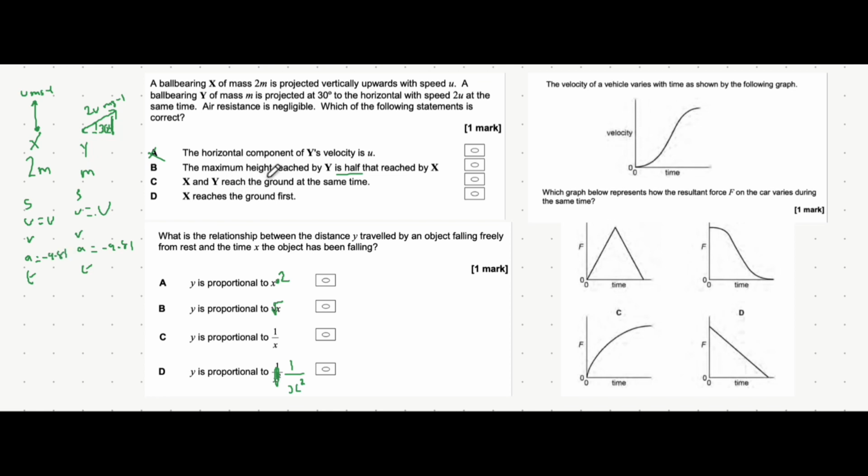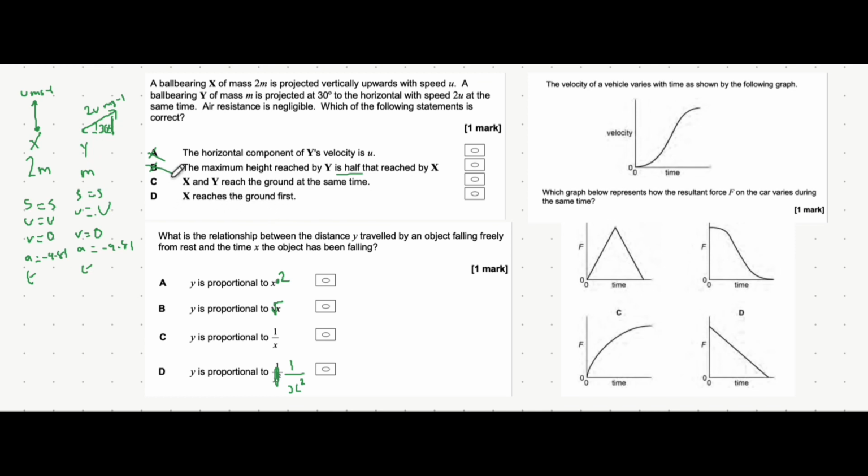If we want to find the maximum height reached, at the maximum height we know the final velocity is 0. On top of that, if we look at the variable s, it doesn't matter which equation we use. Using s, u, v, and a, what we see is that everything matches. So the height reached is exactly the same by both particles. So this is false. It's not half that of x.